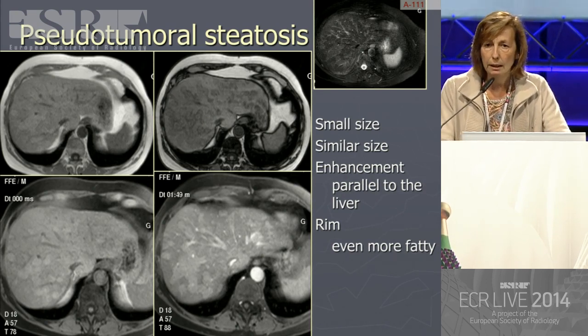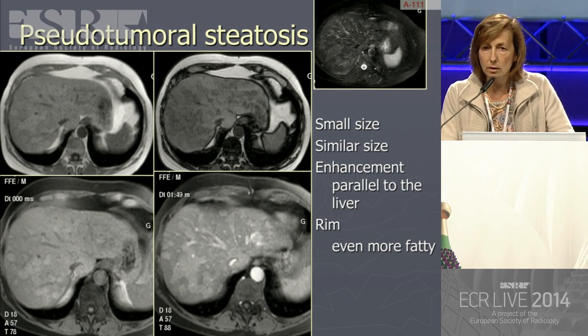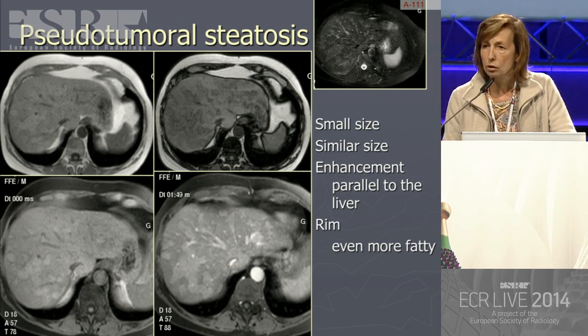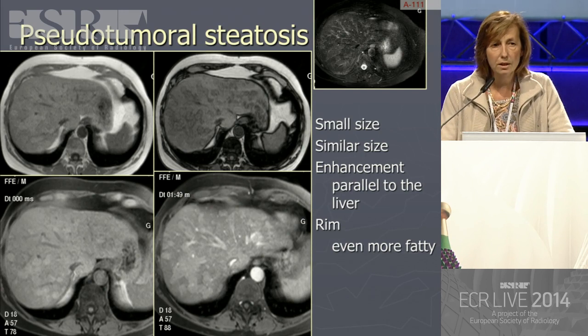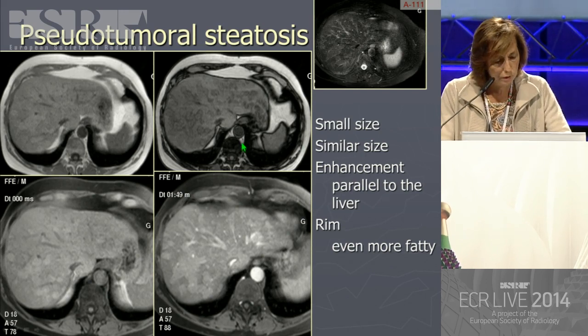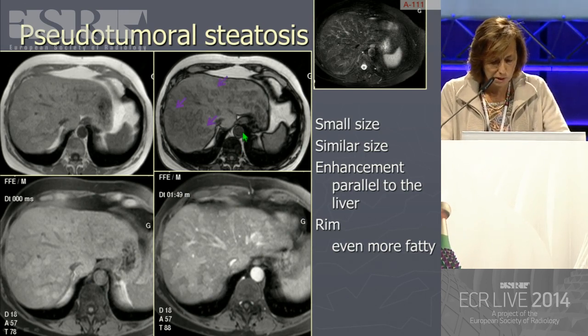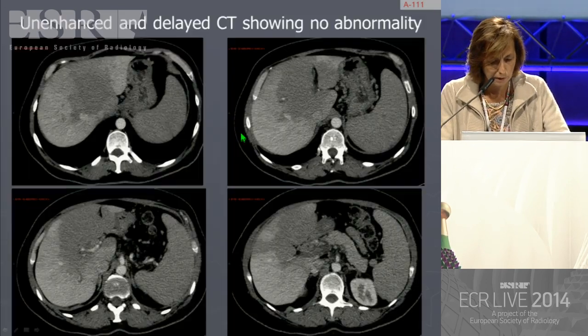So here, again, MR with appropriate sequences enable us to diagnose the fatty content, and imaging findings help us to distinguish between pseudotumoral steatosis and steatotic hepatocellular adenoma.